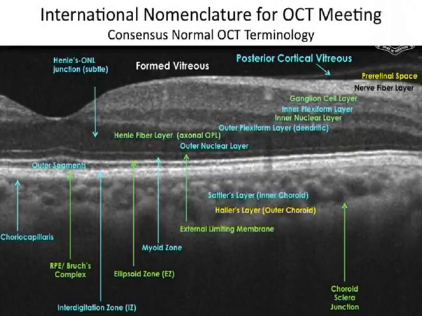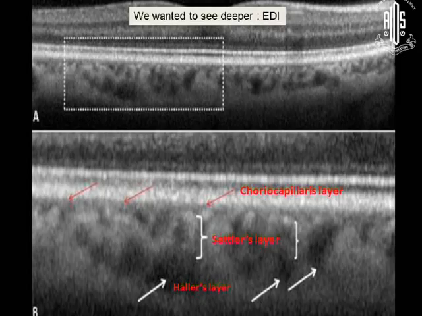We also see the layers in the choroid. Now this is the layer of the choriocapillaris. Then there are the smaller vessels, which are Sattler's layer, and the outer choroid, which is the Haller's layer. And if we are lucky, we may see the junction between the choroid and the sclera. EDI, sir has already shown, so I will not go much into it, but this shows all the three layers of the choroid: the choriocapillaris, this is the Sattler's layer, and this is the Haller's layer.